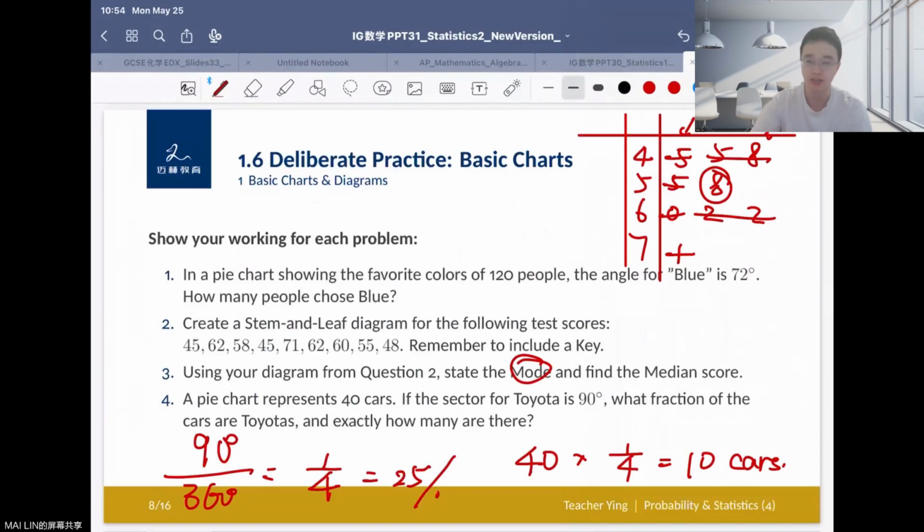So that is for today's lesson. Hope you understand how to calculate with the basic charts and how to understand the pie charts, the tree diagram, and the stem and leaf, okay?